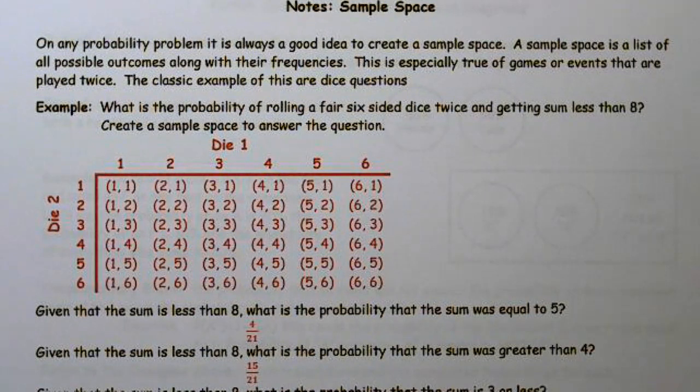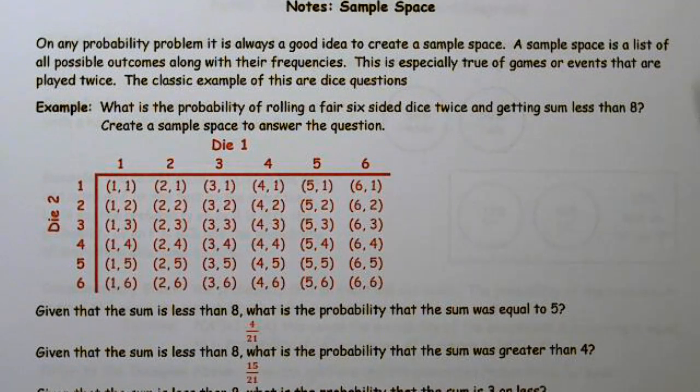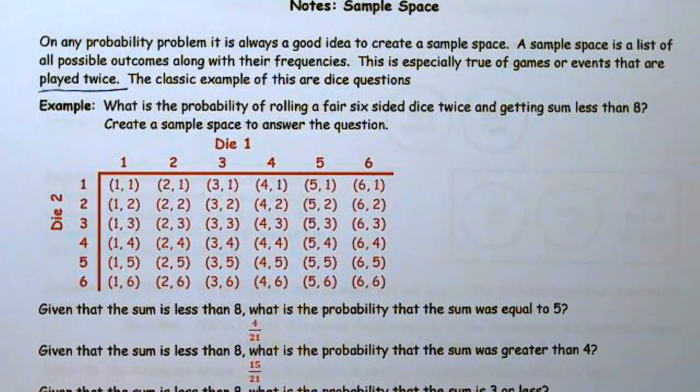Truthfully, it requires a fair amount of work, but if you do the work, if you actually set up the sample space, the problems become accessible and you can get them right, which is going to be really important in the probability section. So when do you create a sample space? Well, we've been doing it before by doing our blanks. But whenever you are doing something that is played twice, or something that is done twice, or you have two of something, it is very, very helpful to set up a sample space.